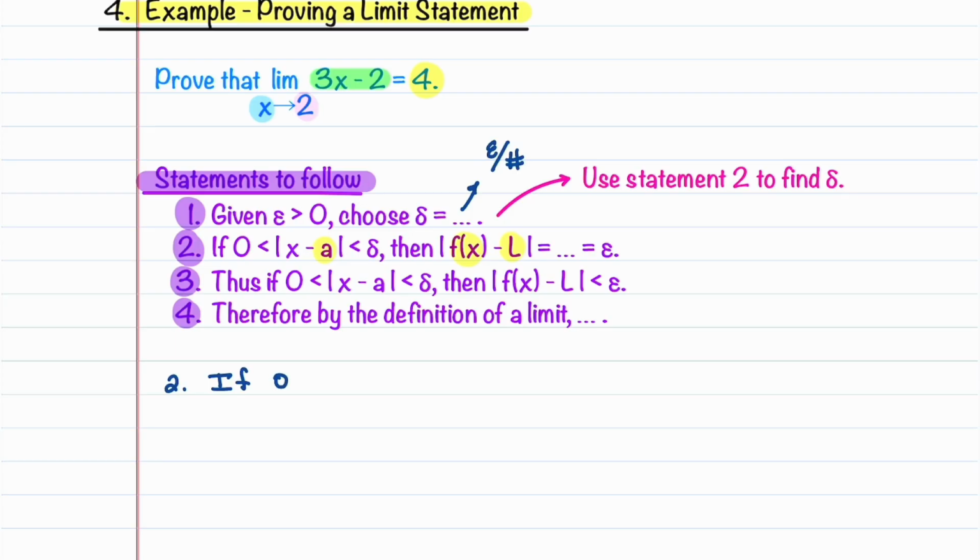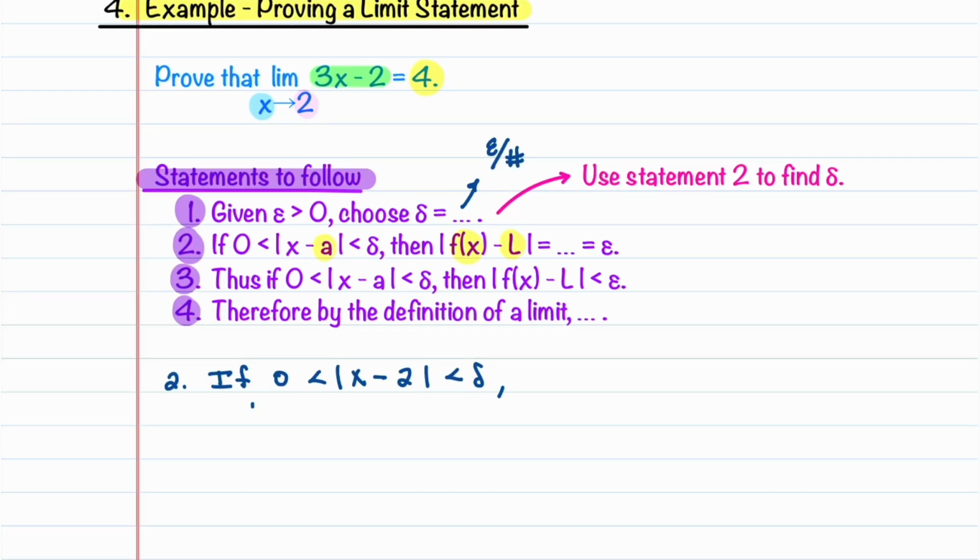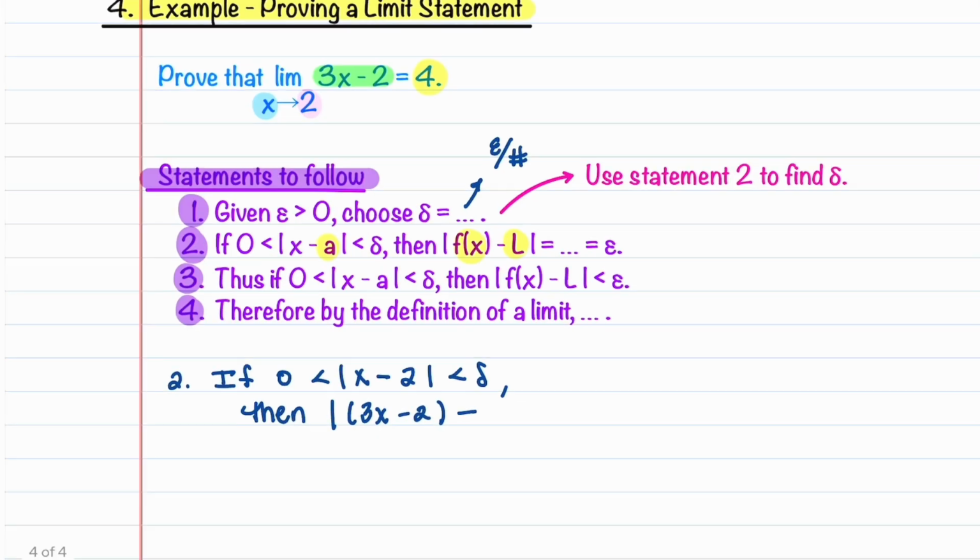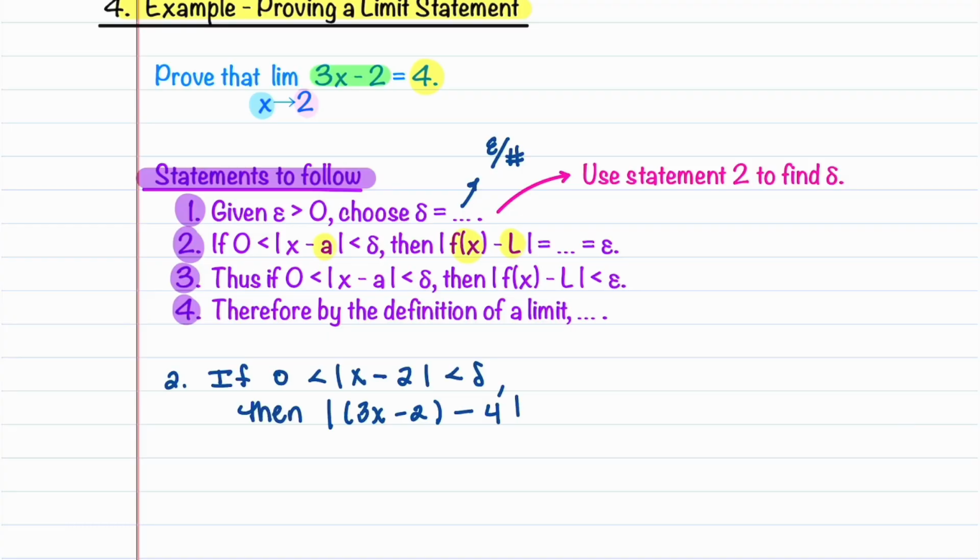If 0 is less than the absolute value of x minus a, where x is going to 2 in our example, so we're going to put a 2 in here, is less than delta, then we have the absolute value of f of x, which is 3x minus 2 in our example, minus L, which is 4. And we have to find out what this is, so let's simplify. This is 3x minus 6. We can pull the 3 out, and we get x minus 2.